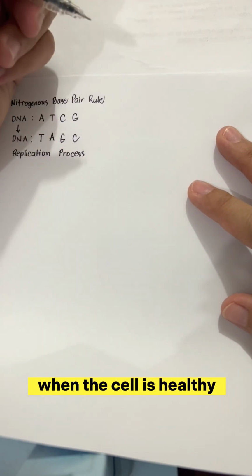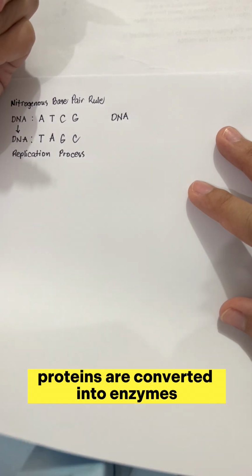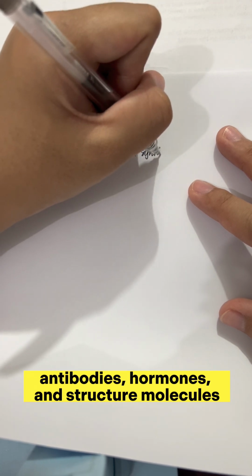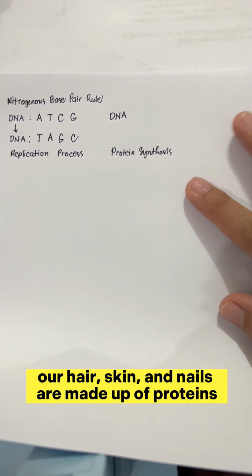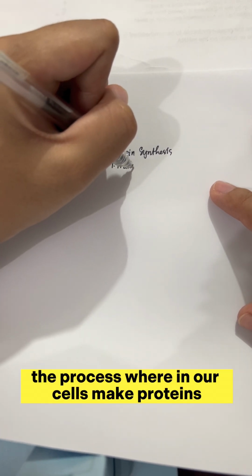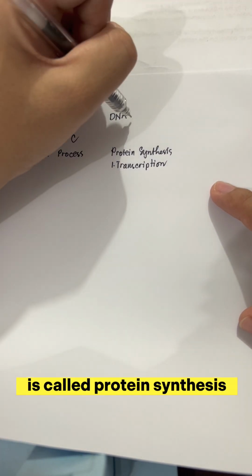When the cell is healthy, one of the daily activities of the cell is to make proteins. Proteins are converted into enzymes, antibodies, hormones, and structural molecules. Our hair, skin, and nails are made up of proteins. The process wherein our cells make proteins is called protein synthesis.